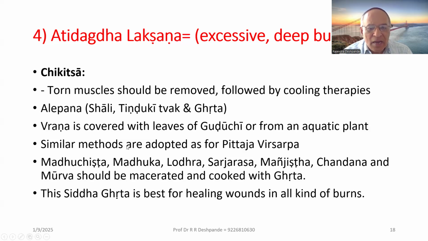Similar methods are adopted like the Pittaja Visarpa Chikitsa. Try to understand, you have to treat the Ati Dagdha Lakshana similar to the Pittaja Visarpa. Then you can use the Madhuchishta, that is the honey, Madhuka, resins, Lodra. This plant has Kashaya Rasa, Sarja Rasa, Manjishta is a blood purifier, Chandana, that is sandalwood, and Murva, a typical type of grass, should be macerated and cooked with ghee.